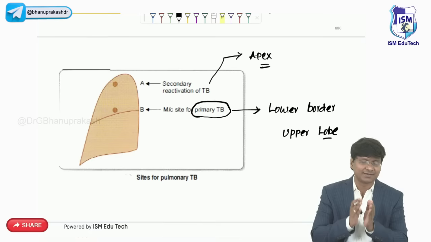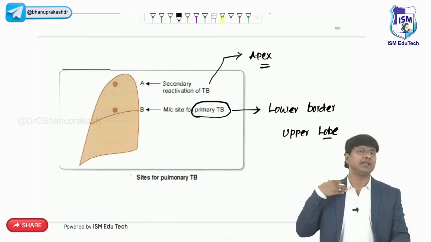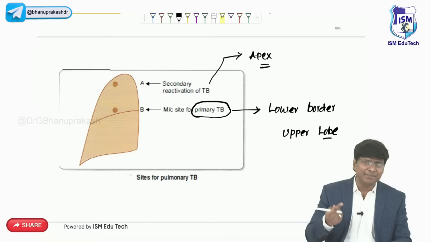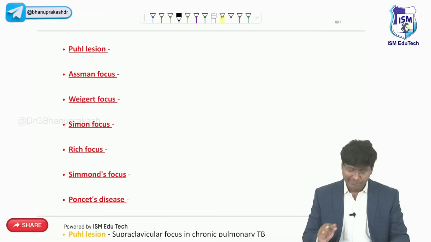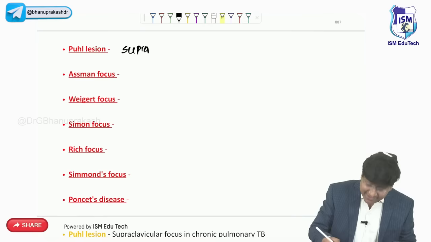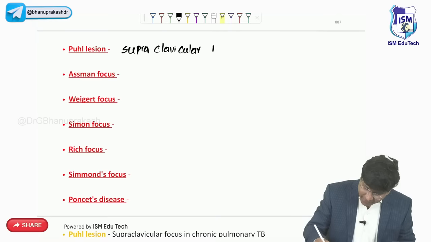Now, this particular tubercular organism spreads to various parts of the body, right? Even within the lung, you have supraclavicular focus, you have infraclavicular focus. So, depending upon the spread, you have the Ghon's focus in multiple areas of the body. And accordingly, you need to know the names of these lesions. So, we have one particular lesion called Puhl's lesion. What is Puhl's lesion? It is the supraclavicular focus of chronic pulmonary tuberculosis.